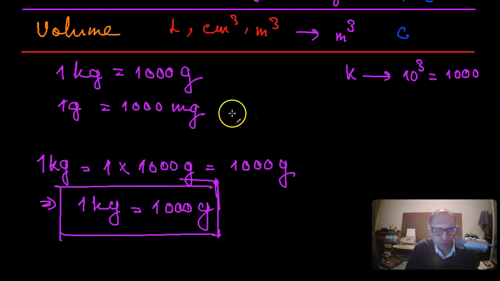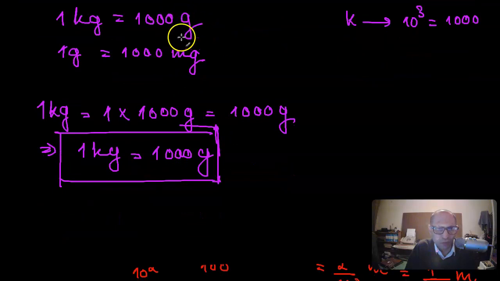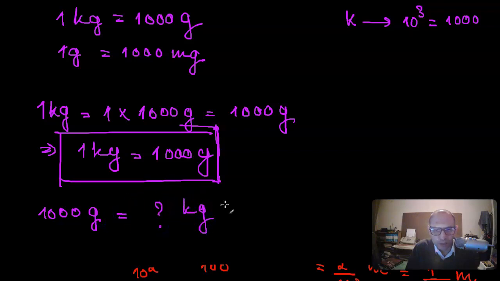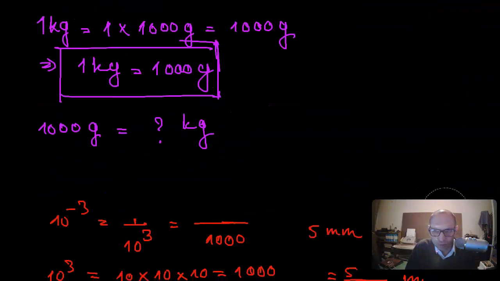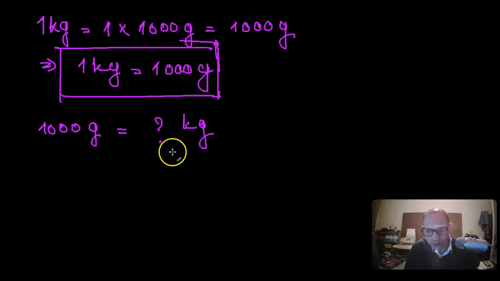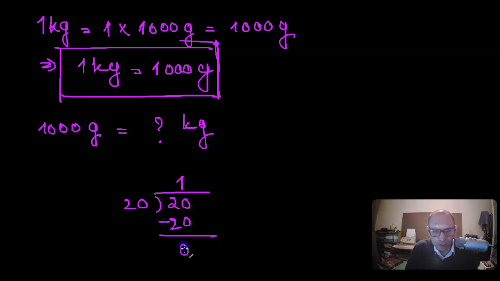Again, if you want to go the other way around, suppose that you had 1,000 grams and you want to know how many kilograms that is. How do you calculate this? You would have to use the conversion factors and the fact that if you divide, for example, 20 by 20, that would be 1 times 20 is equal to 20, subtract, 0. So in this division, I have the 20 here, the 20 here, the 1 here and the 0 here.